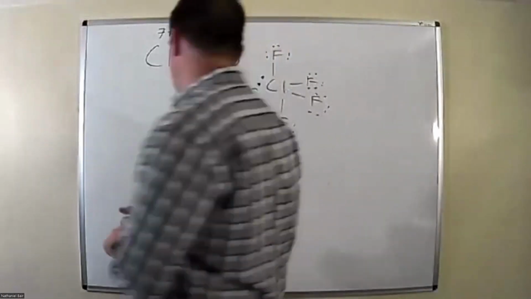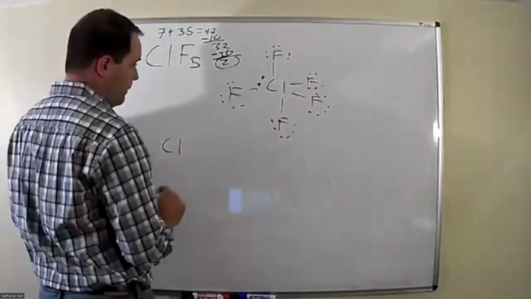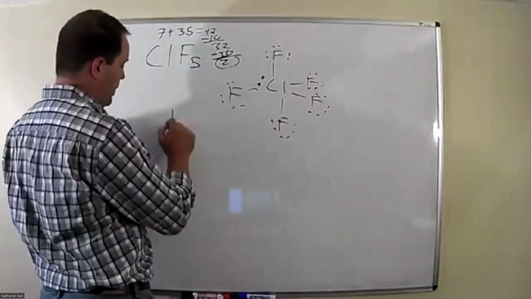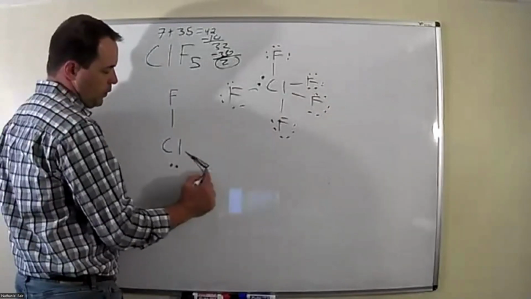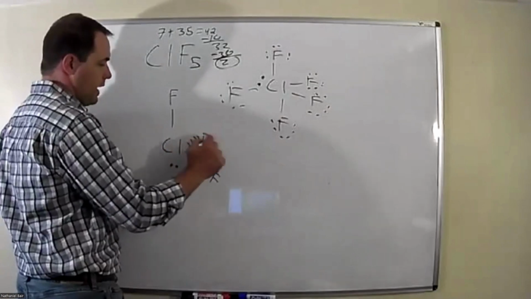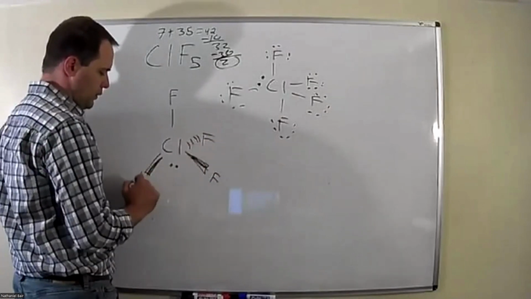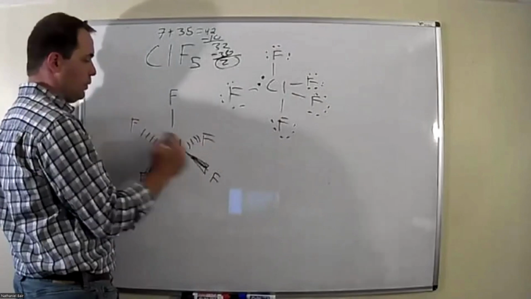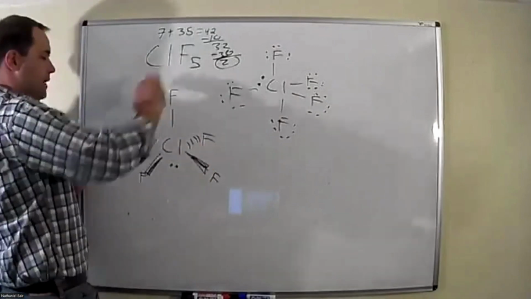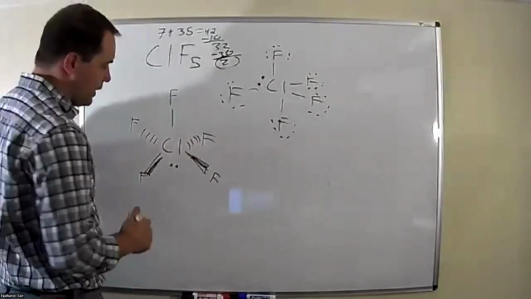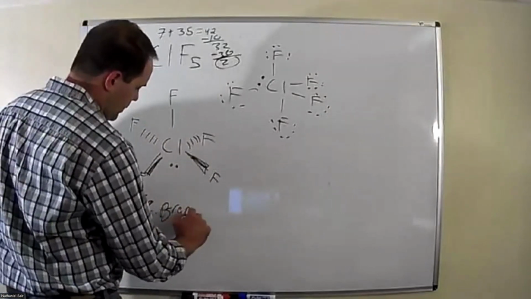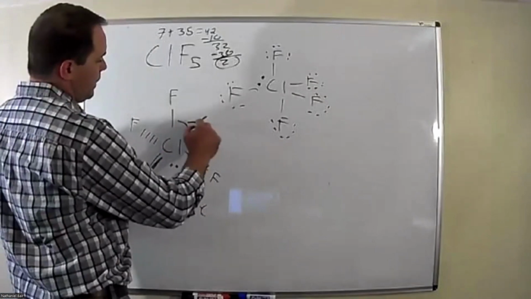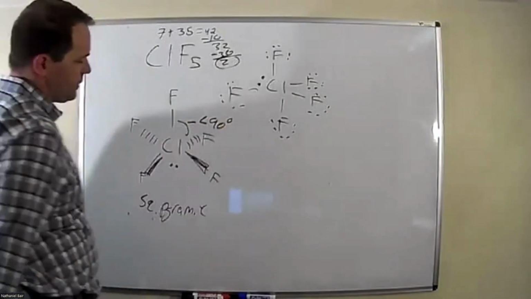But what do we do to draw this? You're going to put a chlorine in the middle. You're going to have that lone pair on the bottom. You're going to have a fluorine on the top. And then you've got a wedged fluorine out here, a dashed fluorine, a wedged fluorine, and a dashed fluorine. If you connect all the dots, that would be a square pyramid. So this is a square pyramid, and my bond angles are now less than 90 degrees.